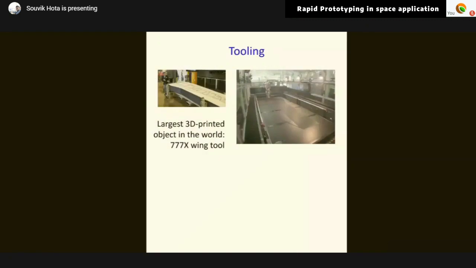Moving to the next slide, we can see tooling also has a good example. It is also a good example of rapid prototyping application, as the largest 3D printed object in the world is nothing but the 777X wing tool. Boeing partnered with the US Department of Energy to create a tool to build the folding wingtip for the forthcoming aircraft, that is the 777X airplane.